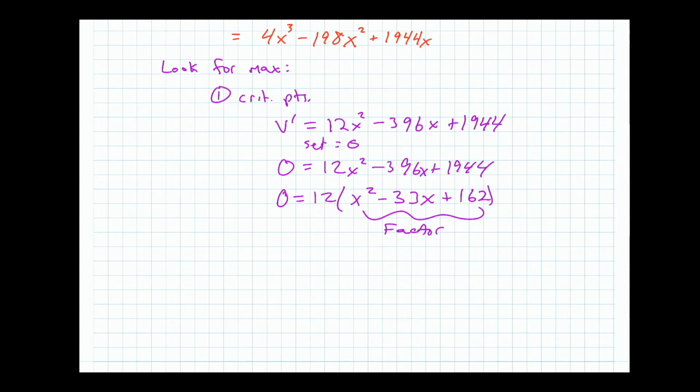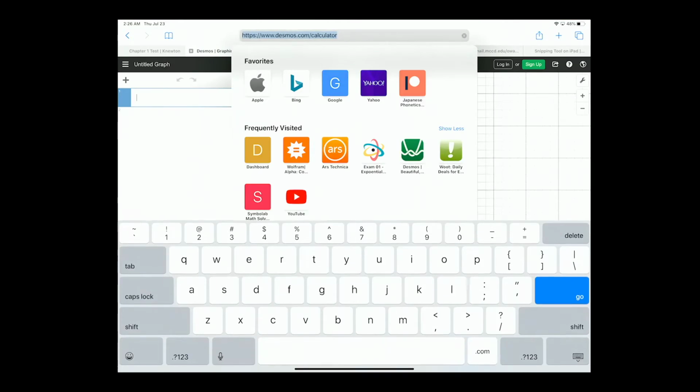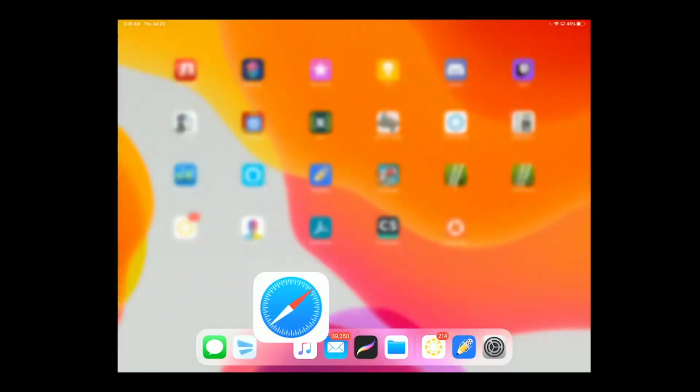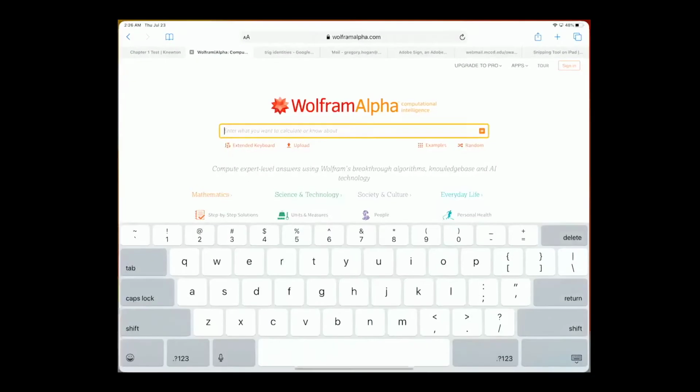Just checking real quick if it does factor. So I'm looking for numbers that multiply to 162 that add up to negative 33. I don't know. Let's just go to a computer, right? Well, actually, I was going to use my calculator, but I don't want to, so I'm using Wolfram. While I'm doing that, x squared minus 33x plus 162.